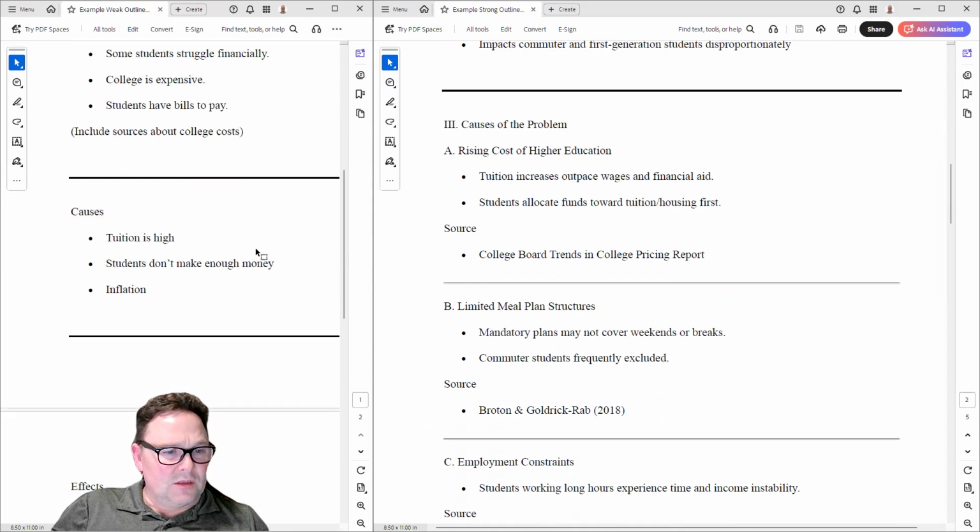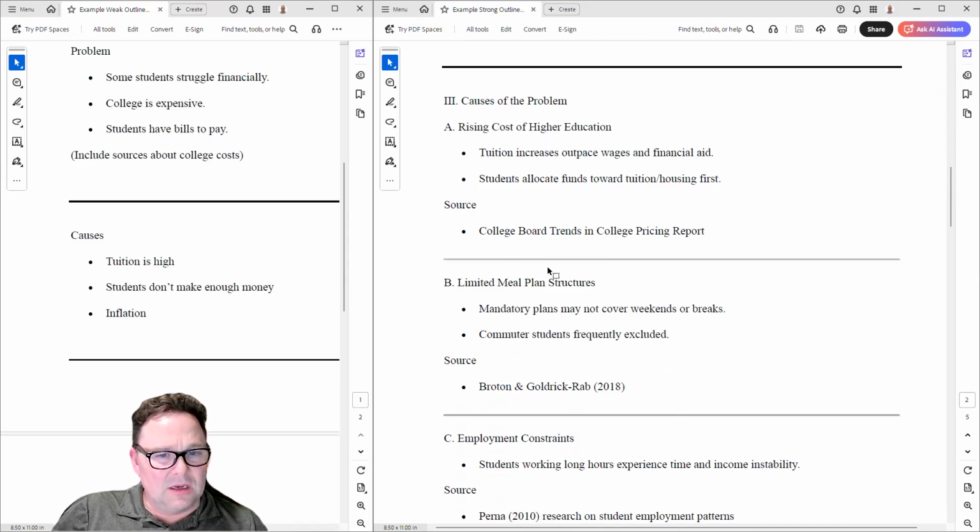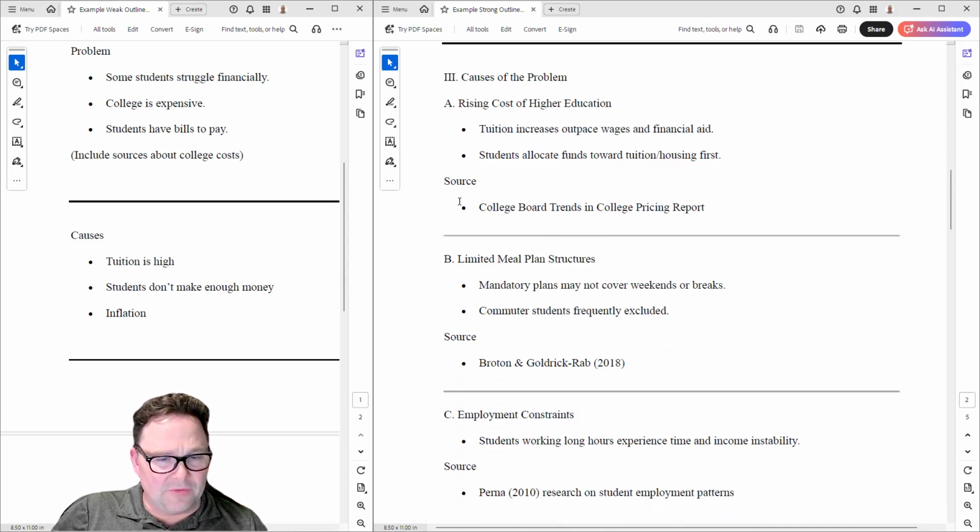Same thing here with the causes. Here's a little bitty section that lists some causes, and that's fine. That's something. Versus having separate sections with each talking about using or relying on a different source. Your finished product is probably going to have multiple sources for each of these considerations, but at least you're getting a start. At least you're beginning to see your ideas take shape.